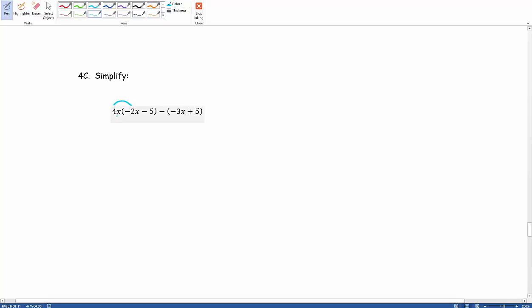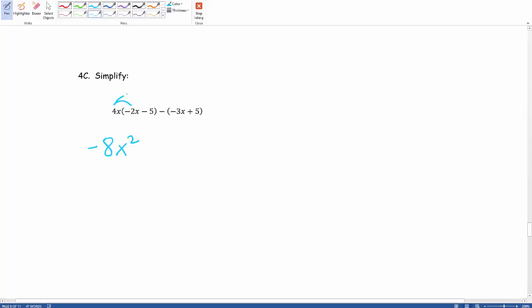So we end up then with 4x times negative 2x. That positive 4 times negative 2 gives us negative 8. That x times our x gives us then x squared. So again, just for that first part, we end up with 4x times negative 2x gives us negative 8x squared.